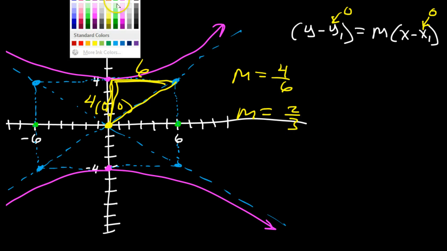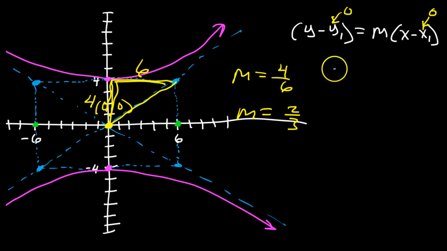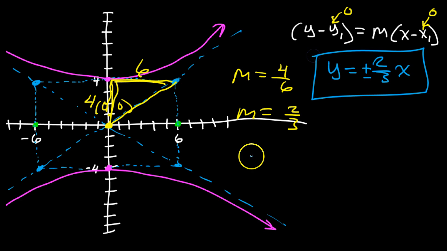So that's why the equation of the asymptote, don't forget, because of the zeros, I just have y equals, and then the 2/3 and then x. We will put a plus or minus on here because there are two asymptotes, one positive and one negative. So this is the equation of both asymptotes.